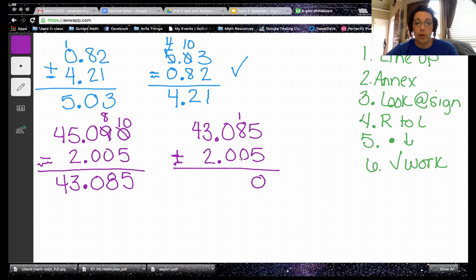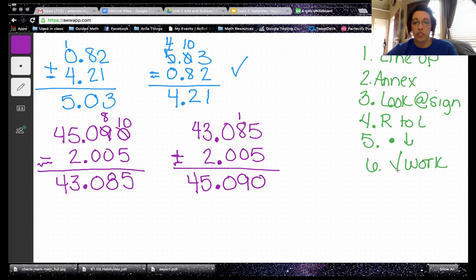8 plus 0 is 8 plus 1 is 9. 0 plus 0 is 0. 3 plus 2 is 5. 4 comes straight down. Step 5, look at the decimal and bring it down. We have decimal, decimal, decimal.